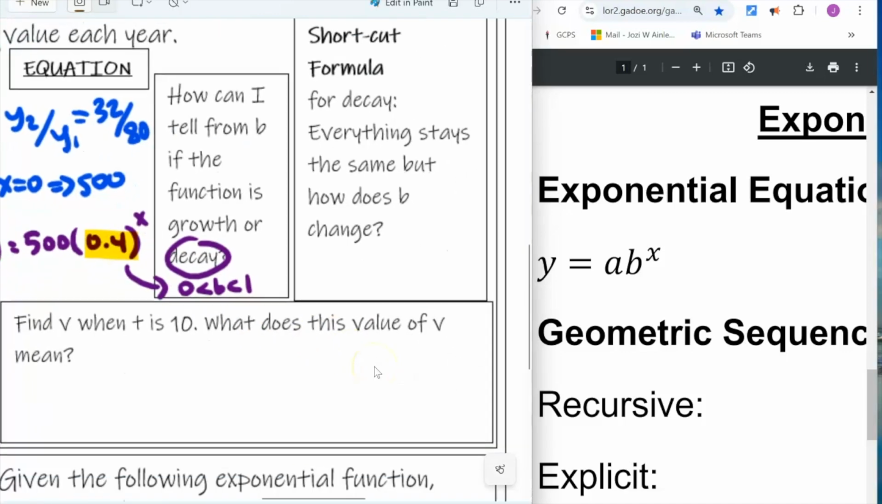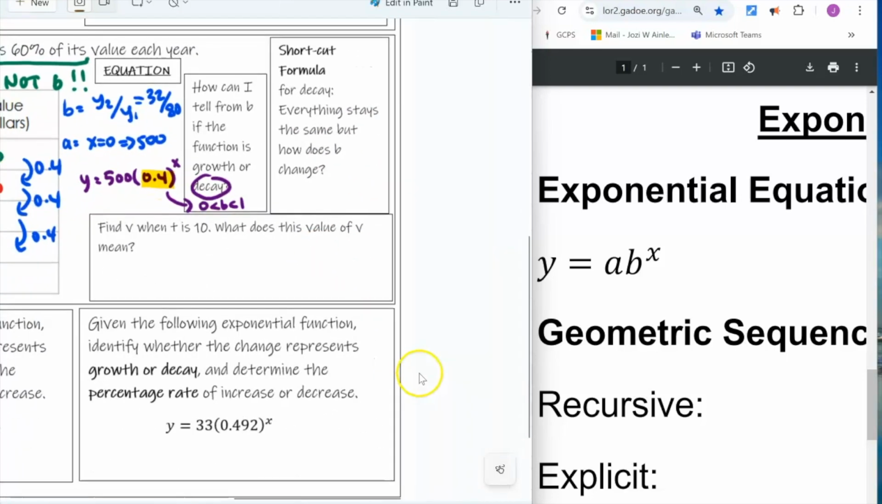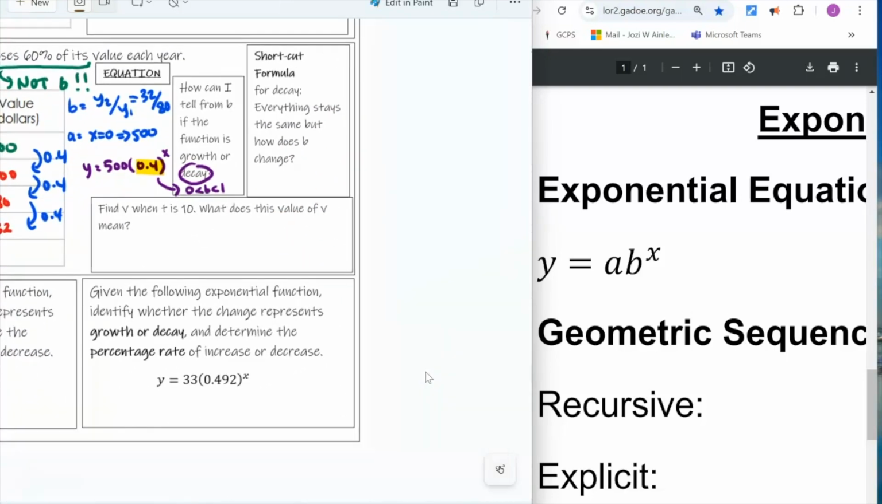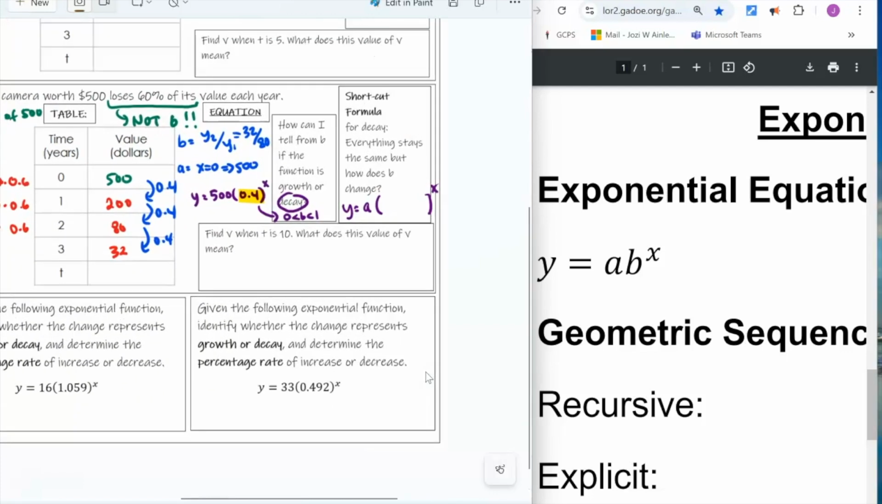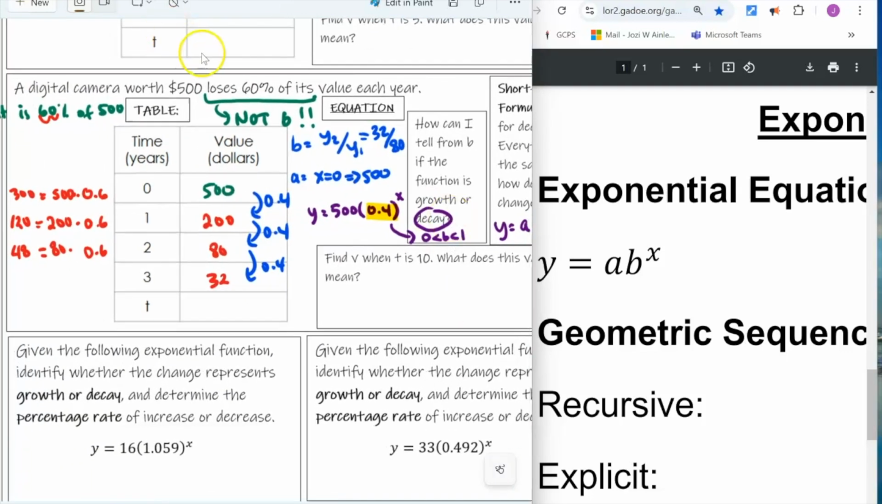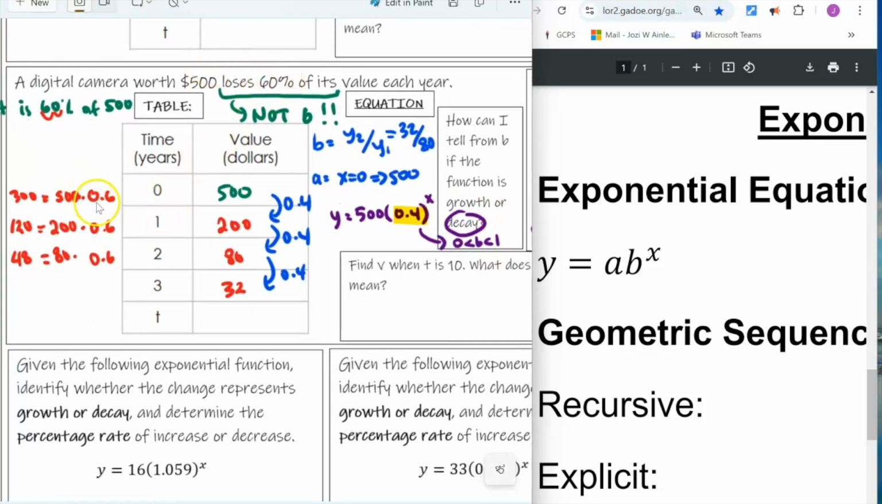Okay, now for my formula, everything stays the same, but how does B change? So what we're saying is everything stays the same in the formula. So it's still going to be y equals A, and then there's going to be a change right here and x. So how does B change? So let's take a look at it. We started off with this percent. We ended up with 0.6. Then somehow we ended up with 0.4. So let's talk about that for a second.